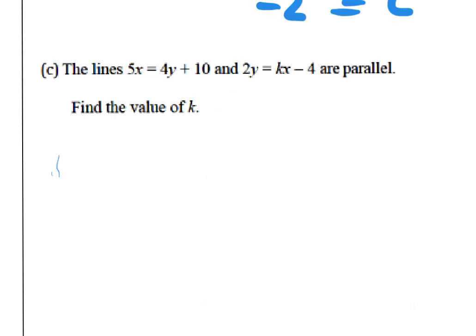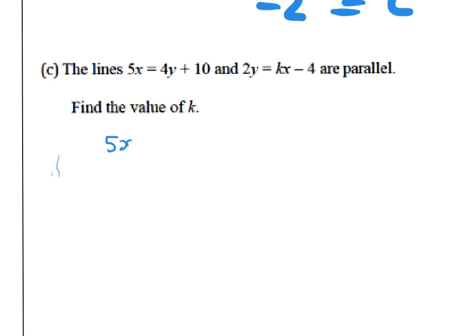Okay. The lines 5x equals 4y plus 10 and 2y equals kx minus 4 are parallel. Find the value of k. How to find k? To find the gradient for each line, make y the subject.